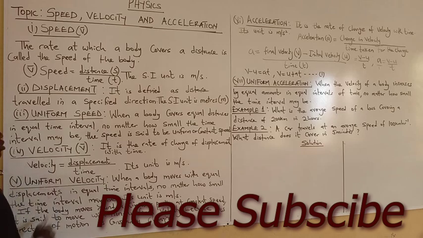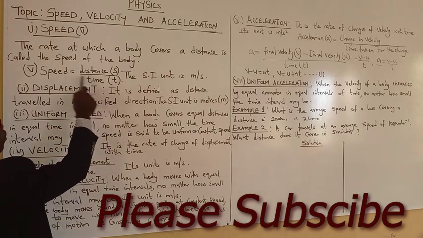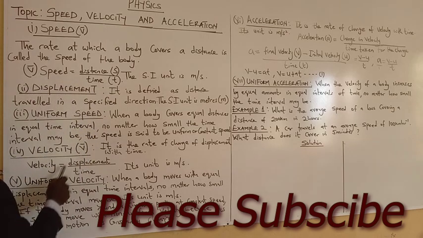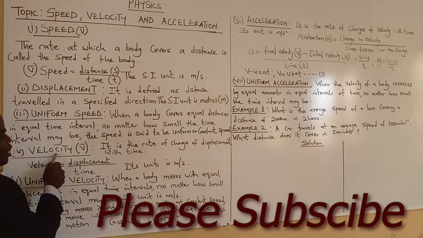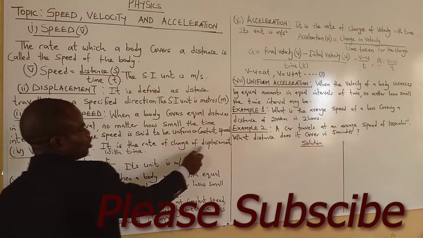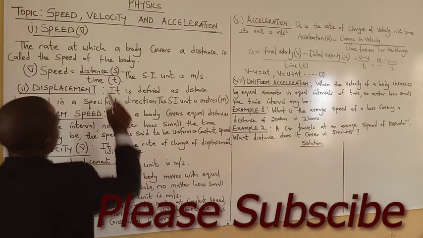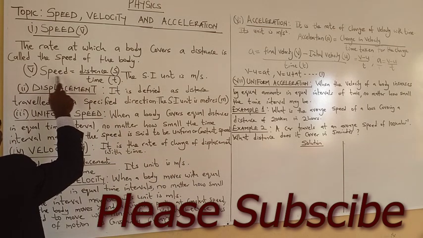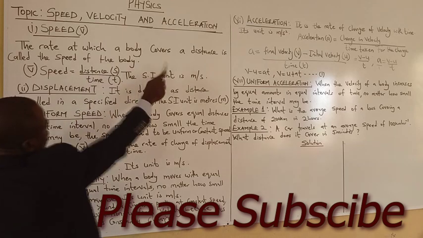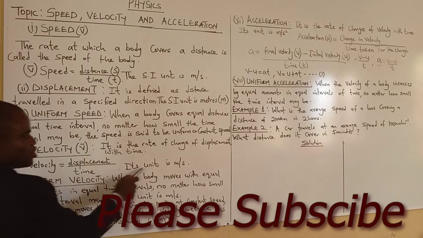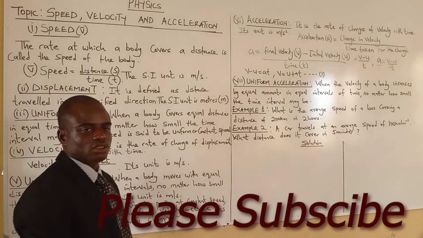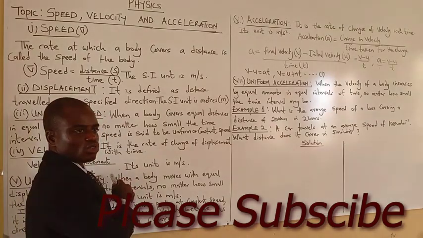Now let's go to velocity. We use bar V, likewise the way we use it for speed. Bar V, it is the rate of change of displacement with time. Can you see when you are talking about velocity, you use rate of change of displacement with time. But when you are talking about speed, it is the rate of change of distance with time. Velocity equals displacement over time. Its unit is meter per second. Velocity is a vector quantity.